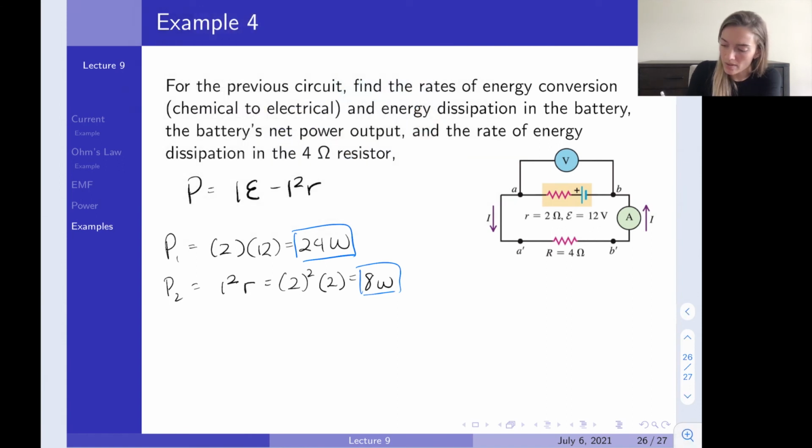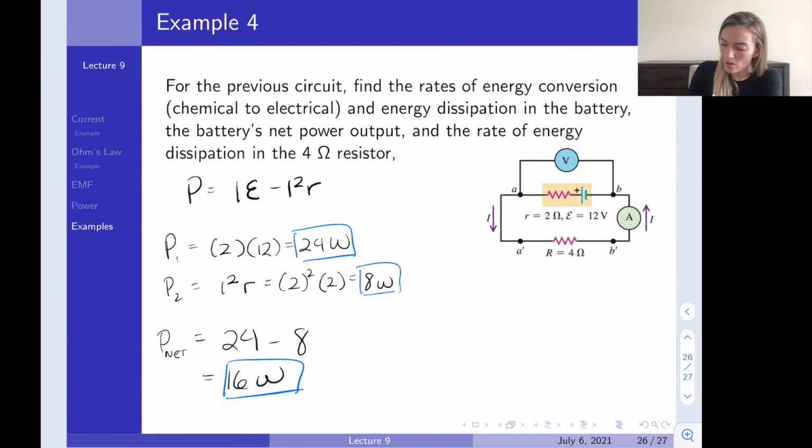And now the battery's net power output. The battery's net power output will be this whole thing, so it will be this minus this. So P net, we'll say, is that 24 watts minus 8. The battery itself can convert 24 watts of chemical potential energy to electrical energy, but it loses 8 of those because it has some amount of internal resistance. So once you're out of the battery, what you see is this 16 watts of power output.